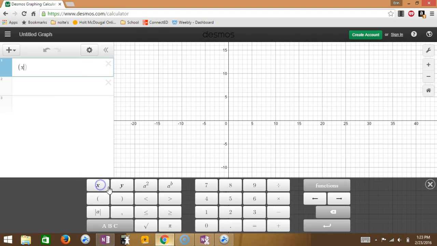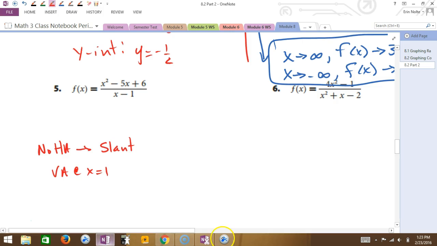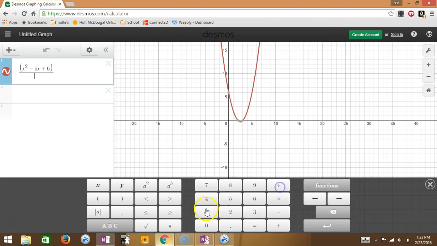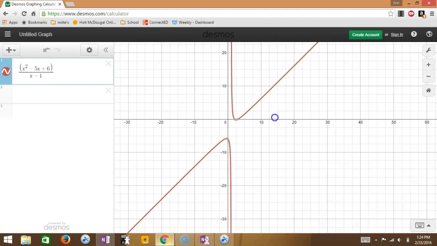So we had x squared minus 5x plus 6, divided by x minus 1, right? Okay, so check that out.